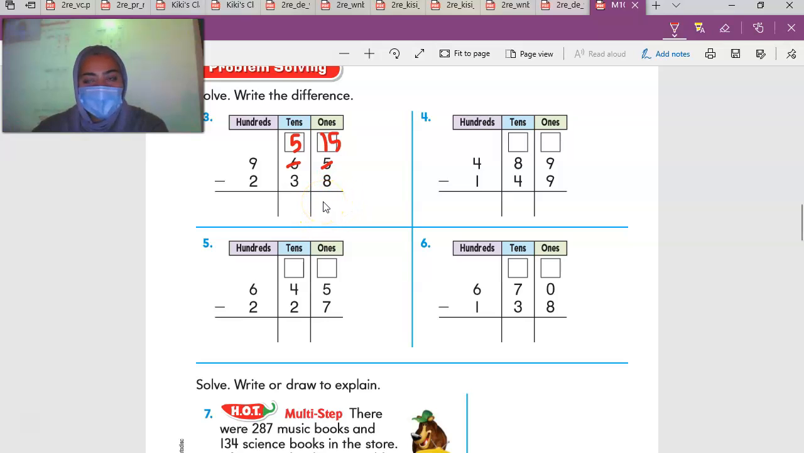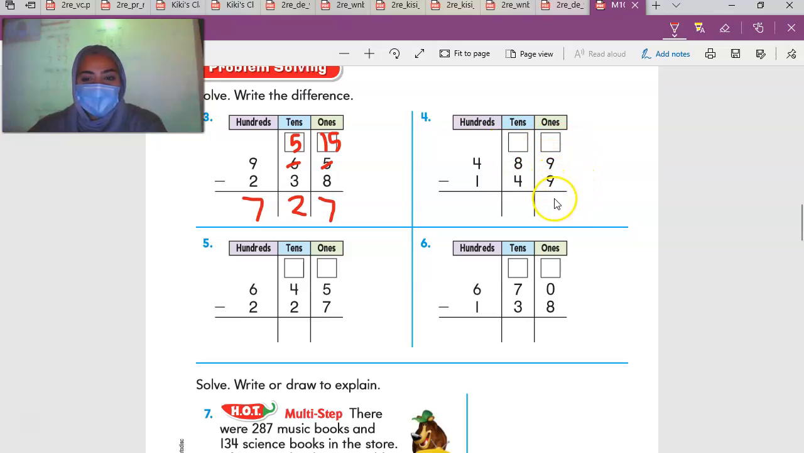15 take away 8 is? Good, 7. 8, 9, 10, 11, 12, 13, 14, 15. That's 7. 5 take away 3 is? 2. And 9 take away 2 is? 7. Your answer is 727.